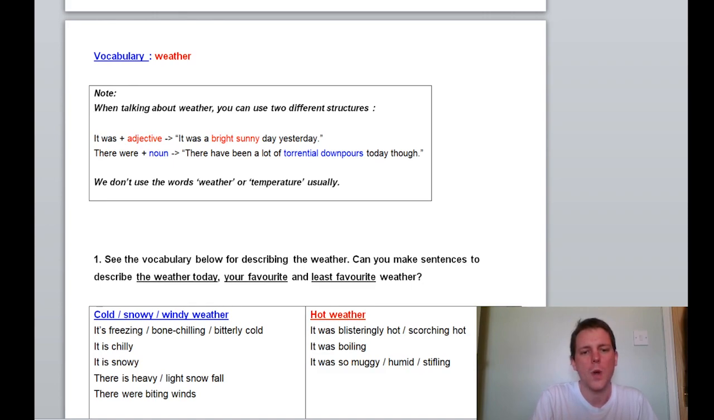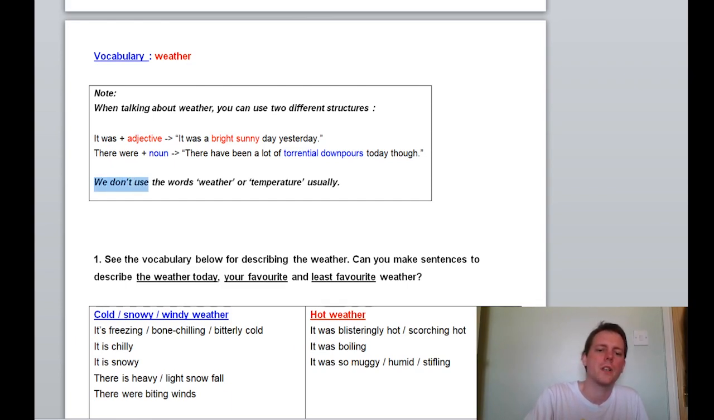When talking about weather, you can use two different structures. It was plus adjective, like it was a bright sunny day yesterday, and there were plus a noun. There have been a lot of torrential downpours today, though. So yeah, there is, there are, there was, there were, there have been, whatever, the to be verb.